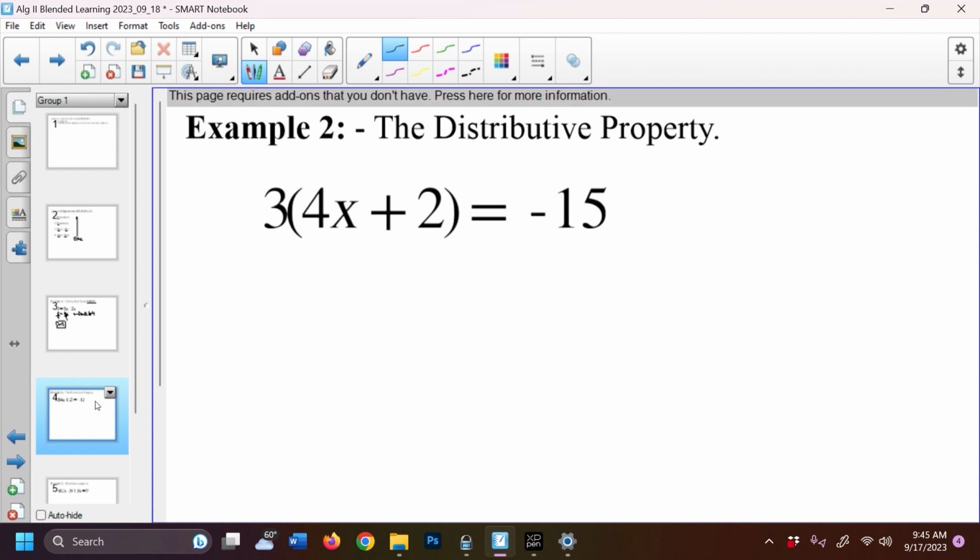The second example, I want to review the distributive property. What that says is that when you have a set of parentheses and a value out front, you are going to distribute and multiply that number to both terms. And so 3 times 4x will be 12x. 3 times 2 will be 6. And I have negative 15 here.